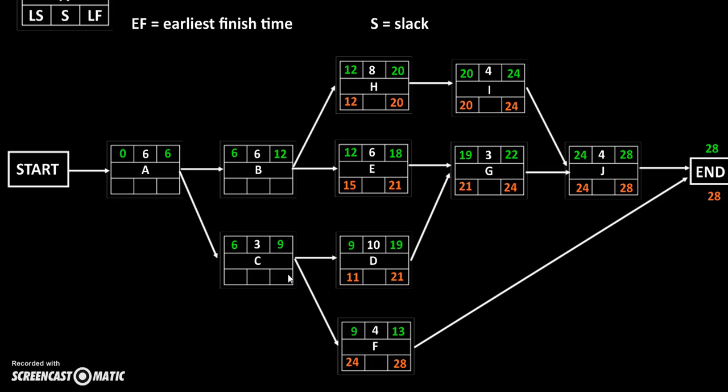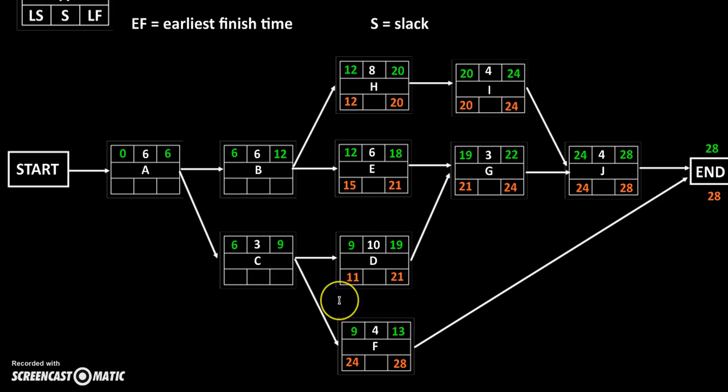But let's say that this 24 became our late finish time for C. So the latest that C finished was on the 24th day. Well, if that's the case, then D, we've already said that the latest D can start is the 11th day. But if C doesn't finish until the 24th day, then D is delayed, which sets the whole project back.